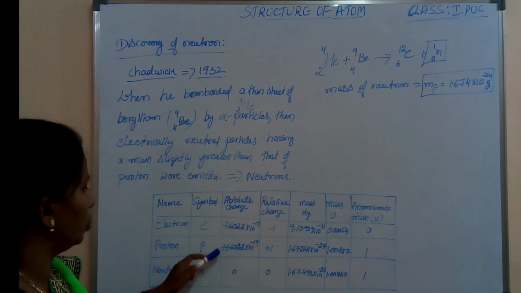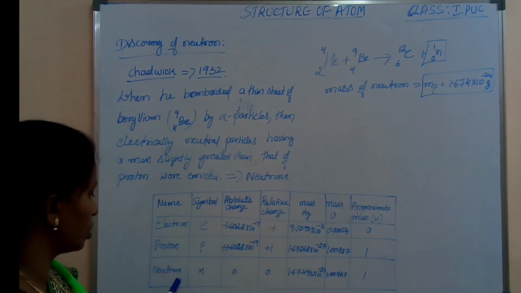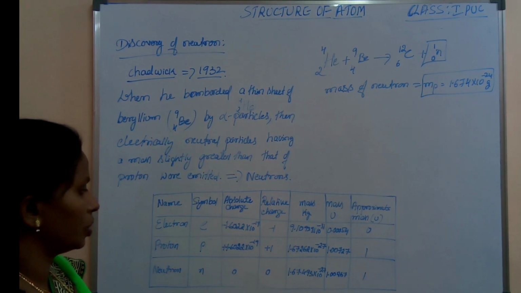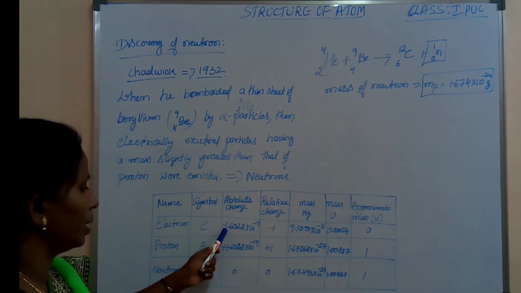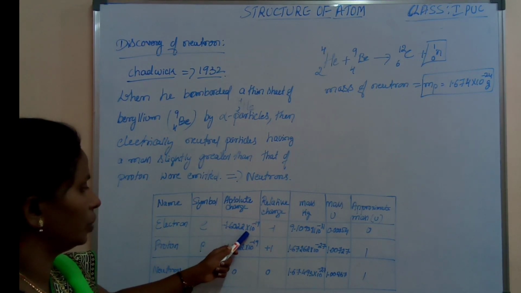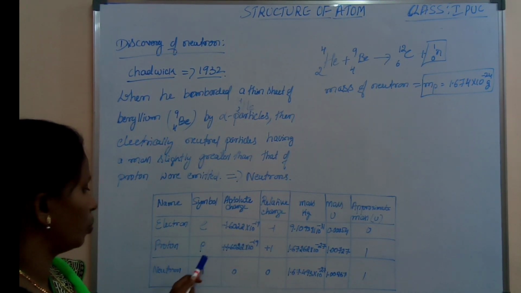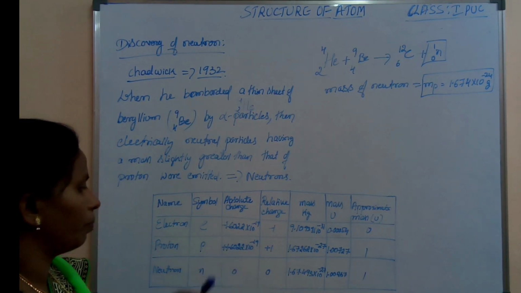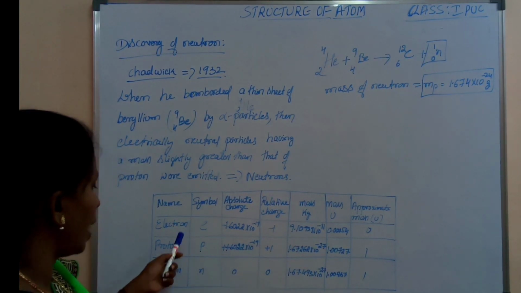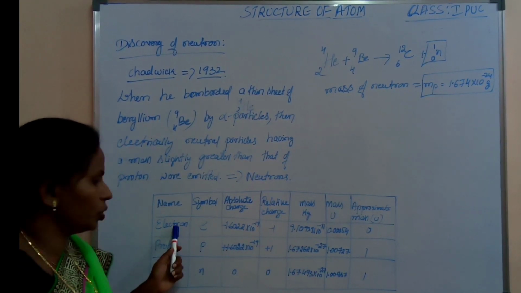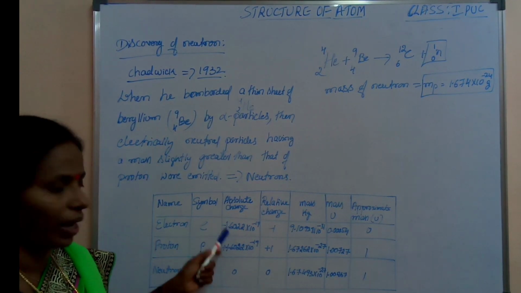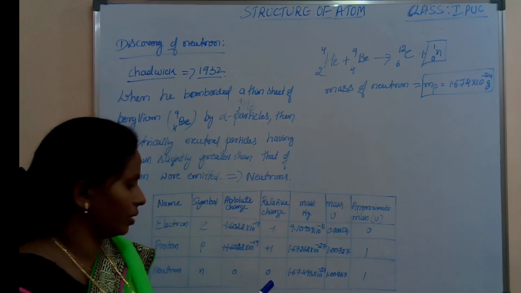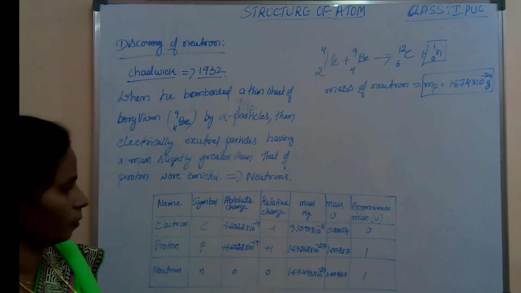Then the absolute charge: both electron and proton have charge, but the neutron is electrically neutral, there is no charge on the neutron. The absolute charge of the electron is negative 1.6022 × 10^-19, and for the proton it is positive 1.6022 × 10^-19, because they have opposite charges but the same magnitude. Relative charge is generally represented as -1 and +1, and for the neutron the charge is 0.